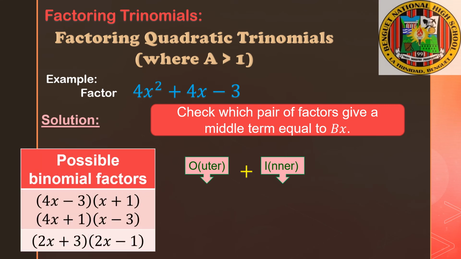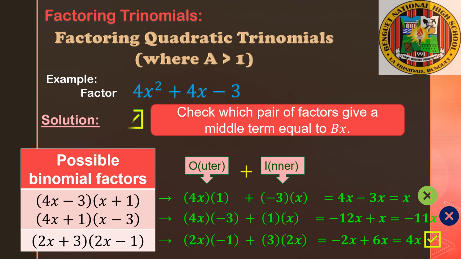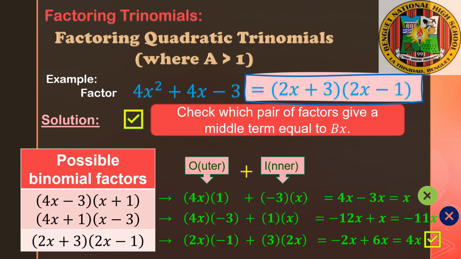For our first pair, we can see that the resulting middle term is x, which is not equal to the middle term of our trinomial, which is 4x. We follow the same process for our second pair, but we get negative 11x as our answer. Finally, we test our last pair of factors, and this time we get 4x as our answer. Thus, the factors of our trinomial are the quantity 2x plus 3 and the quantity 2x minus 1.